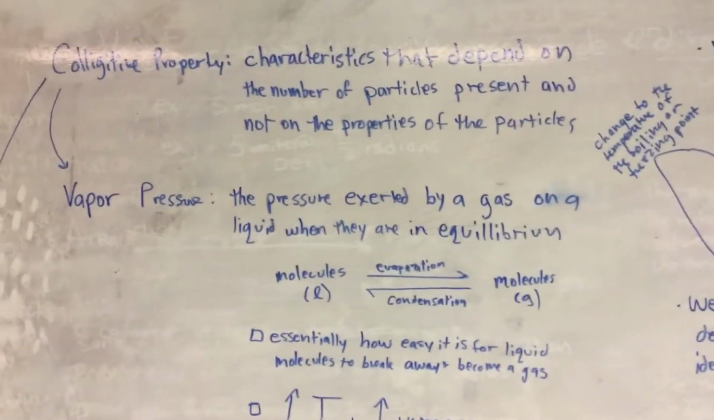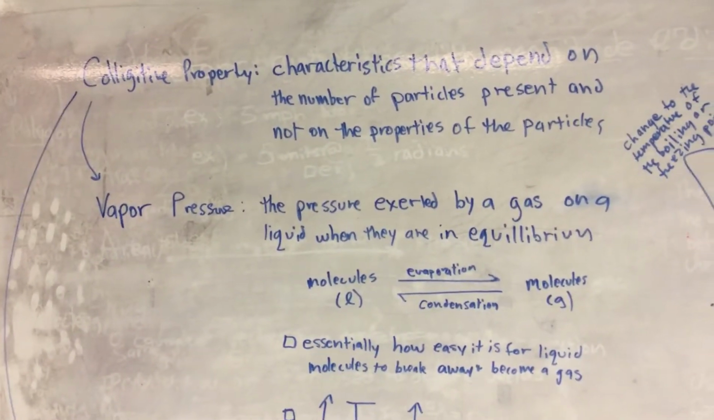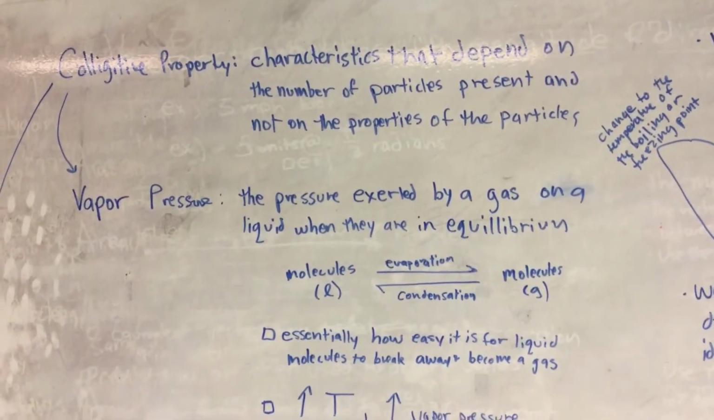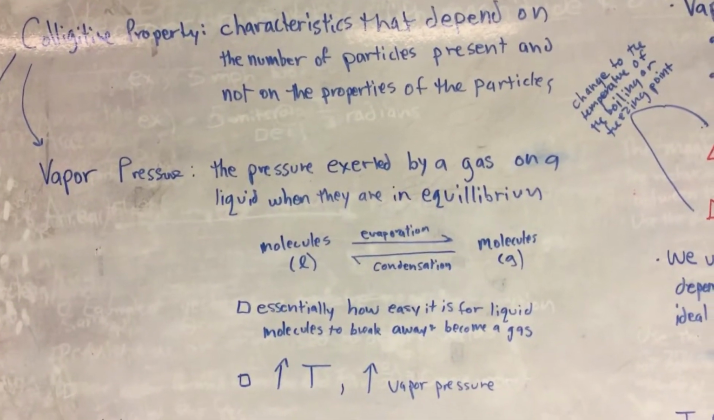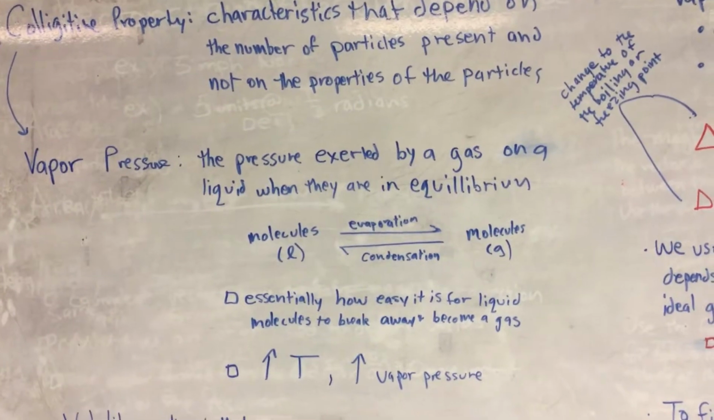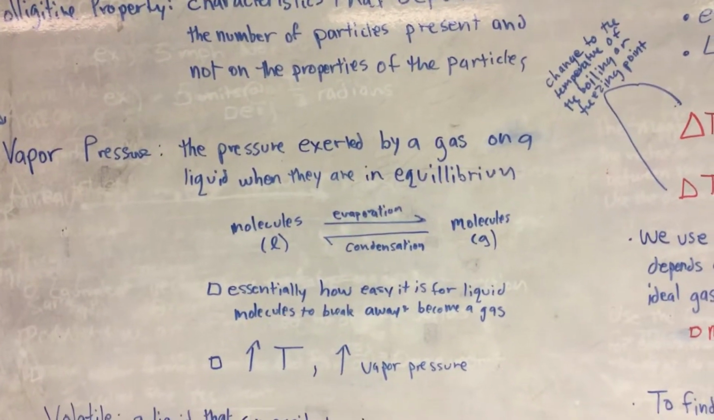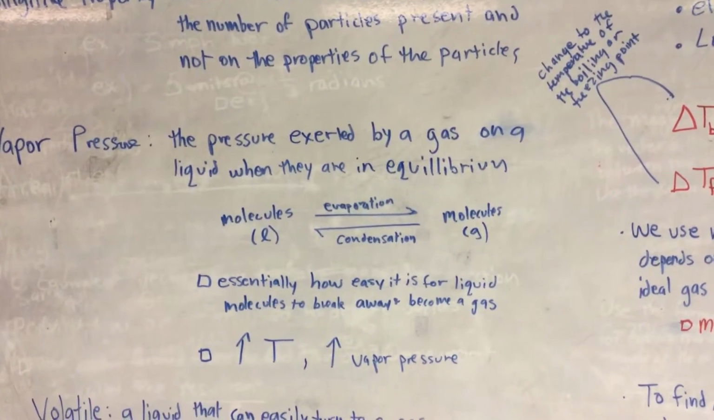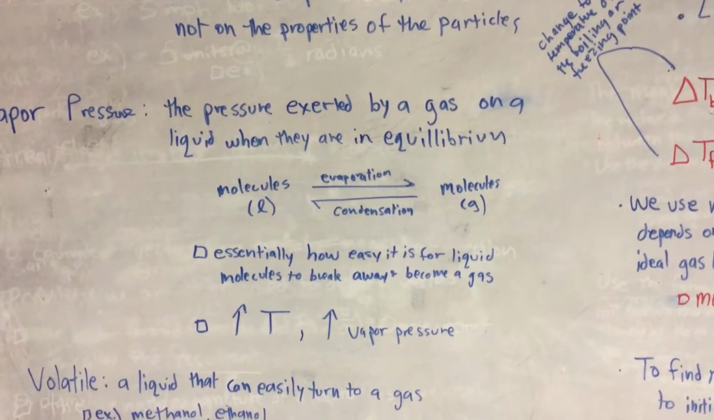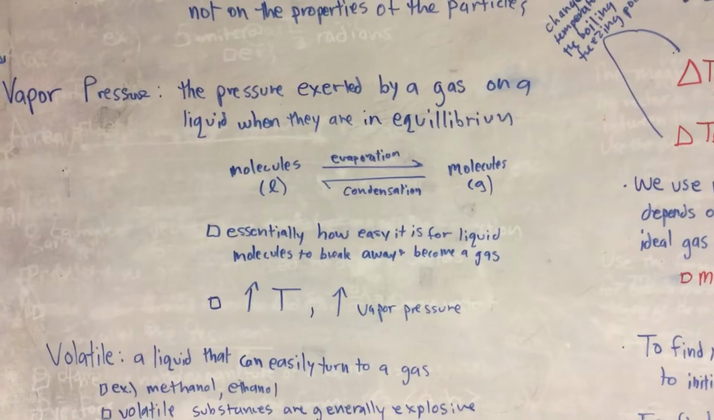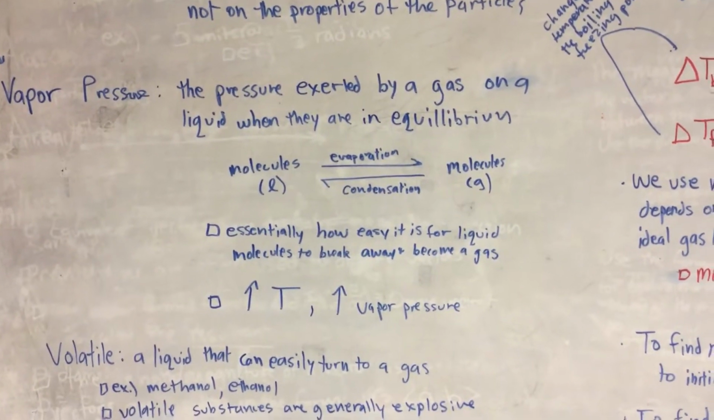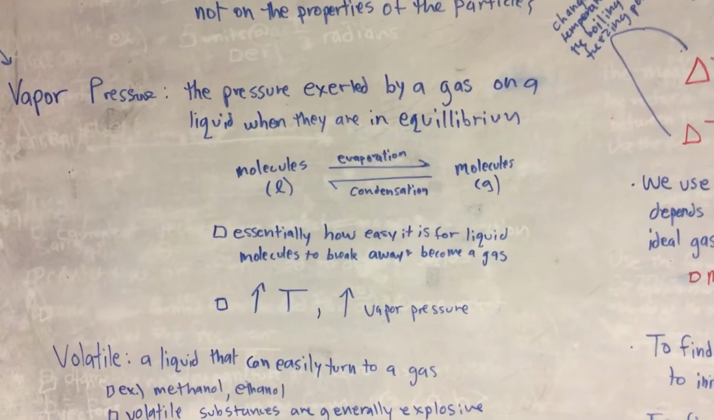Okay? So, vapor pressure is the pressure exerted by a gas on a liquid when they are in equilibrium. What it means by equilibrium, it's not that they have the same number of particles, it's that the evaporation and condensation rates are occurring at the same rate. It's very much like saturation that we talked about. Basically, the liquid and gas are saturated, okay?